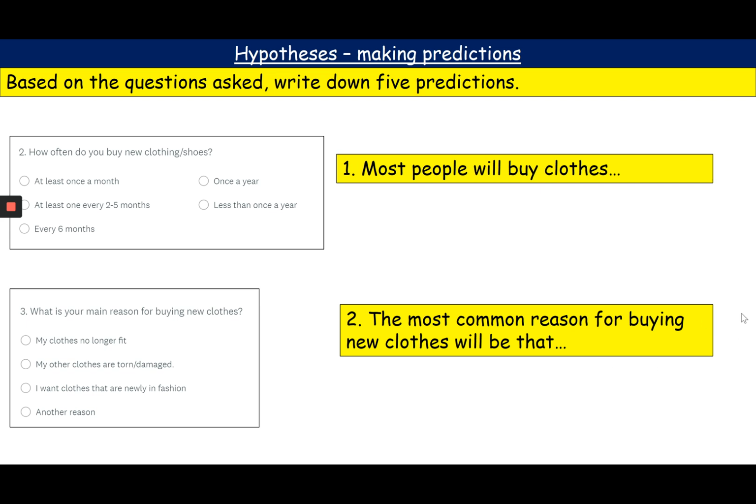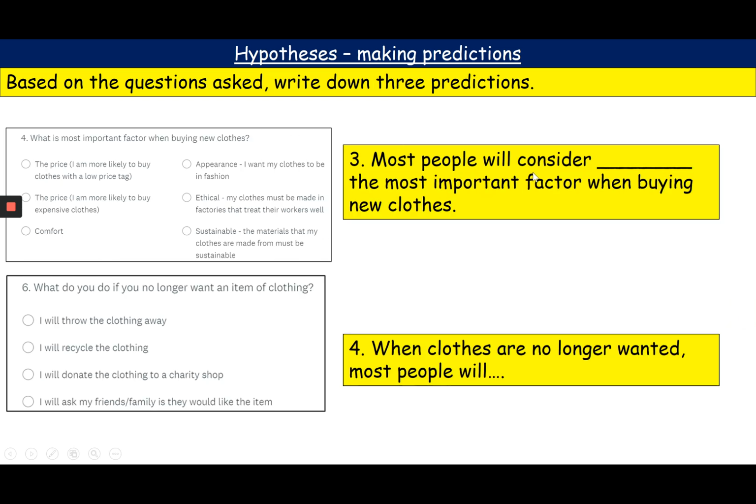Pause the video if need be. I'll plough on. So hypothesis number 3, most people will consider blank the most important factor when buying new clothes. To fill in that blank, you need to choose one of these options. So is it the price, so cheap clothes, expensive clothes being preferable, comfort, the appearance of their clothes, do they want them in fashion? Most people will consider how ethical their clothes are as being the most important factor when buying new clothes, or finally, most people will consider sustainability the most important factor when buying their new clothes.